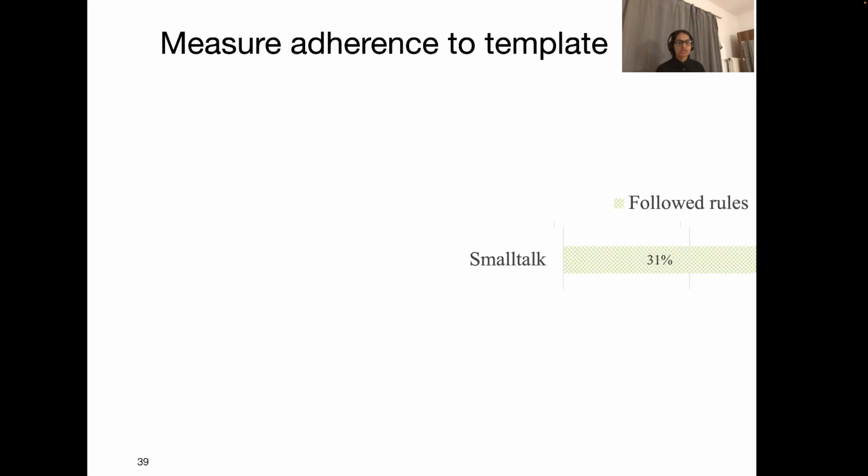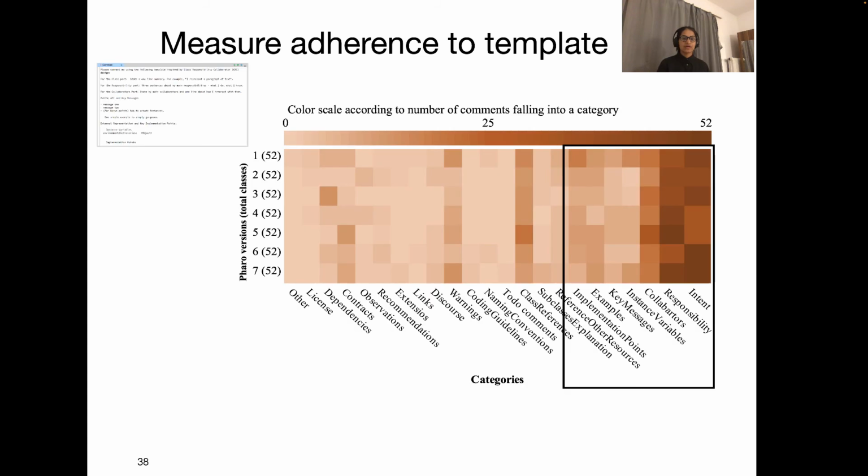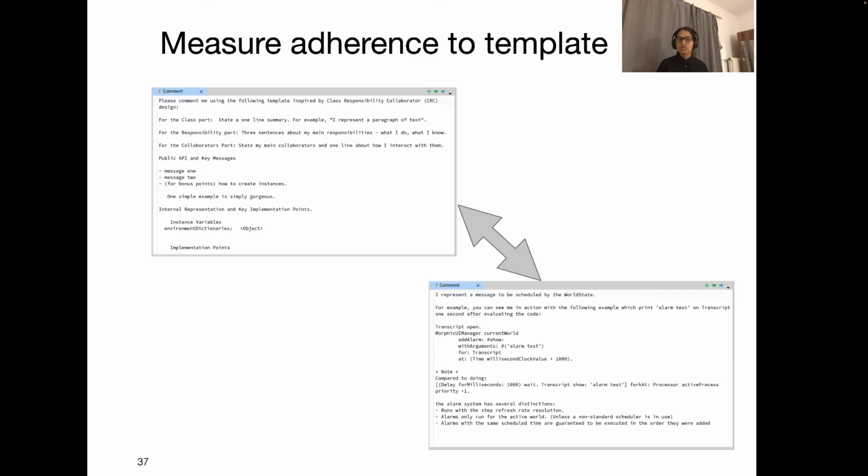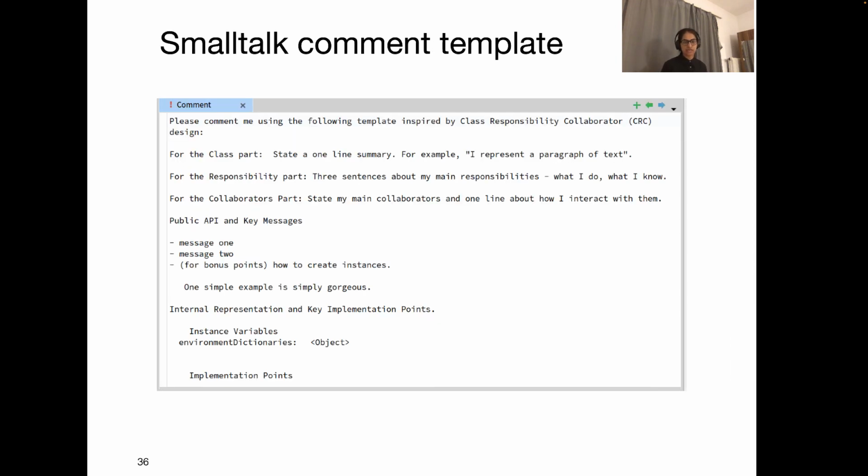Now, we also compared which rules from this template developers more often respect or violate. What are these particular rules? So what we did is from this template, we extracted different kinds of rules. Like for example, write a summary. The summary should be written in first person, or key messages, right? The important methods of the class.